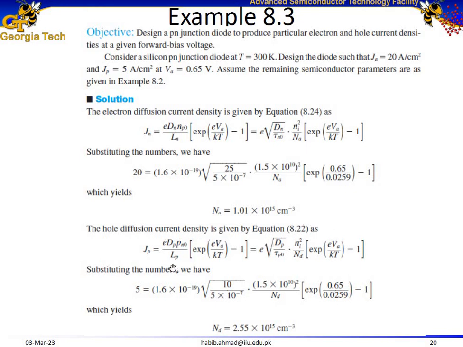And then the hole current density is given by another equation, which is once again given in the previous slides, equal to charge on electron, everything else, and Nd is unknown. The hole current density is also given. So just by reordering this equation, you can also determine the value of Nd, or the donor concentration.